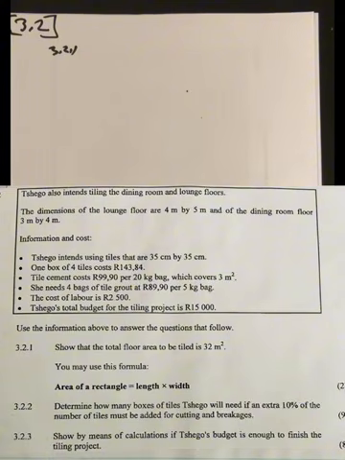She needs 4 bags of tile grout at 89 rand and 90 cents per 5 kg bag. The cost of labor is 2,500. The whole total budget for the tiling project is 15,000. Use the information above to answer the questions that follow. Show that the total floor area to be tiled is 32 meters squared. You may use this formula. Area of a rectangle is equals to length multiplied by width.